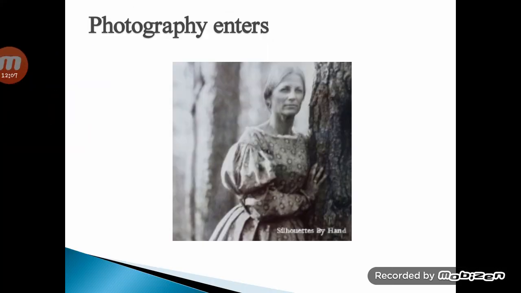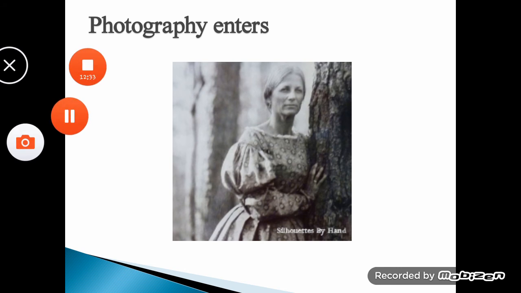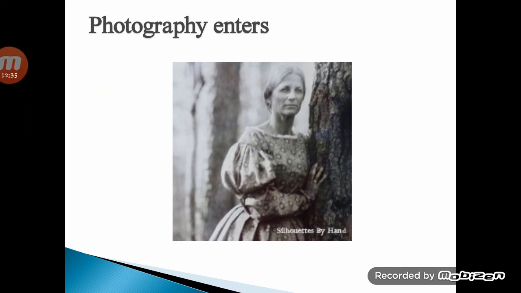Photography enters. Photography was developed in 1829 and improved steadily and enthusiastically. When portrait photography became possible around 1840, silhouette portraiture was on a downhill slide. From today, painting is dead, exclaimed Paul Delaroche, 1839.